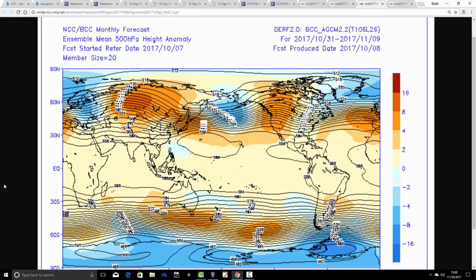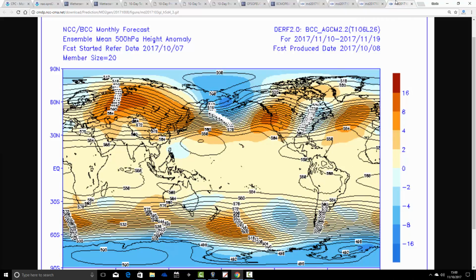Then it changes again through the first 10 days of November. This is the 31st of October to the 9th of November, with the above average heights now heading down towards Spain and the Bay of Biscay. So this is reverting back to just a typical westerly flow, probably quite mild, and for the south reasonably dry, more unsettled up to the north.